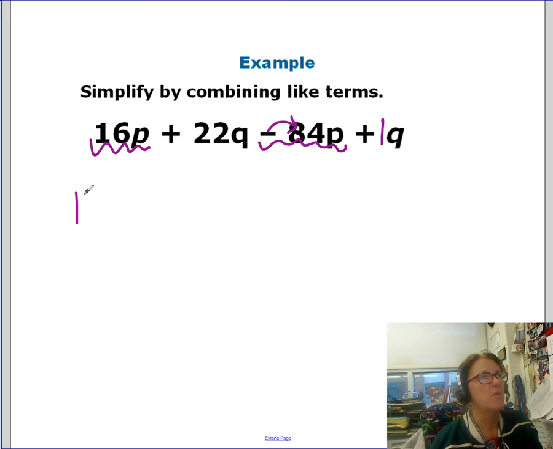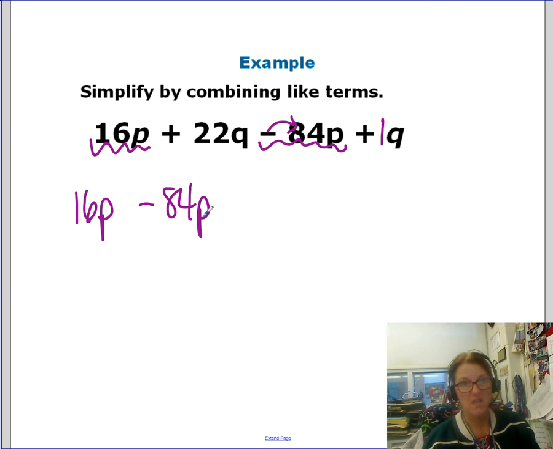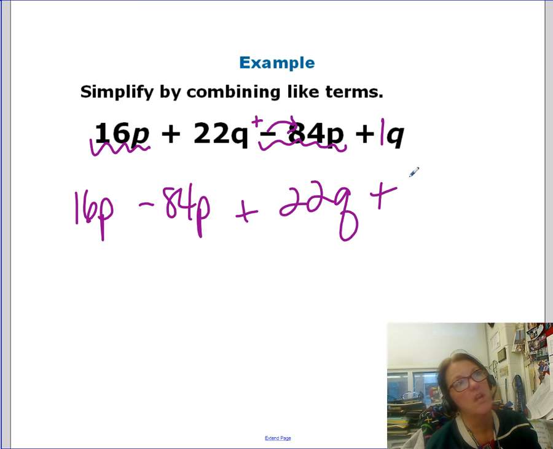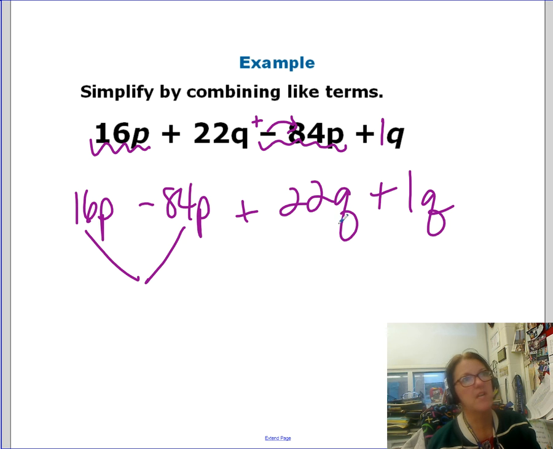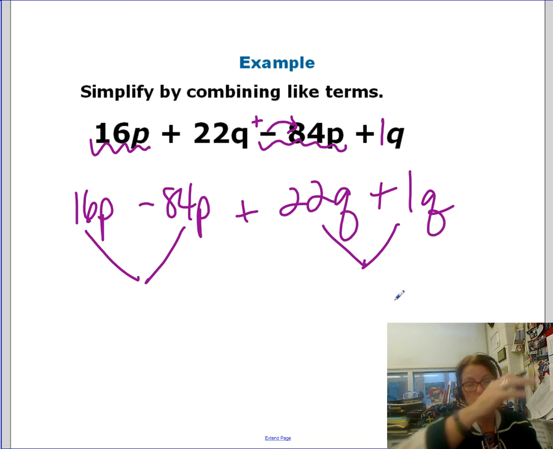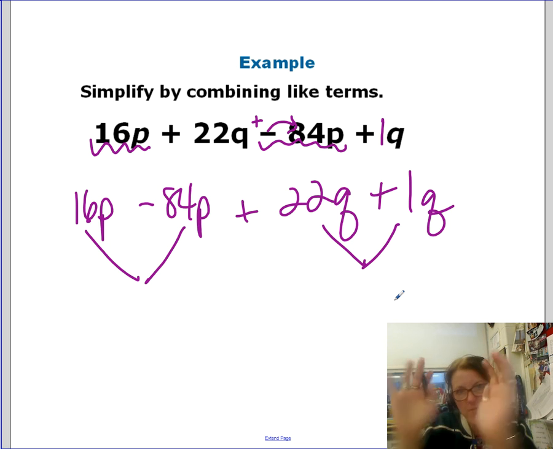All right, I want to get my like terms next to each other. I have to keep the negative sign with the 84p, okay? Because it's really like adding this, and I can use the commutative property when I do that. Then I have a 22q and plus another q. Hot diggity dog. Let's combine these terms together, condense this 4-term expression into 2.